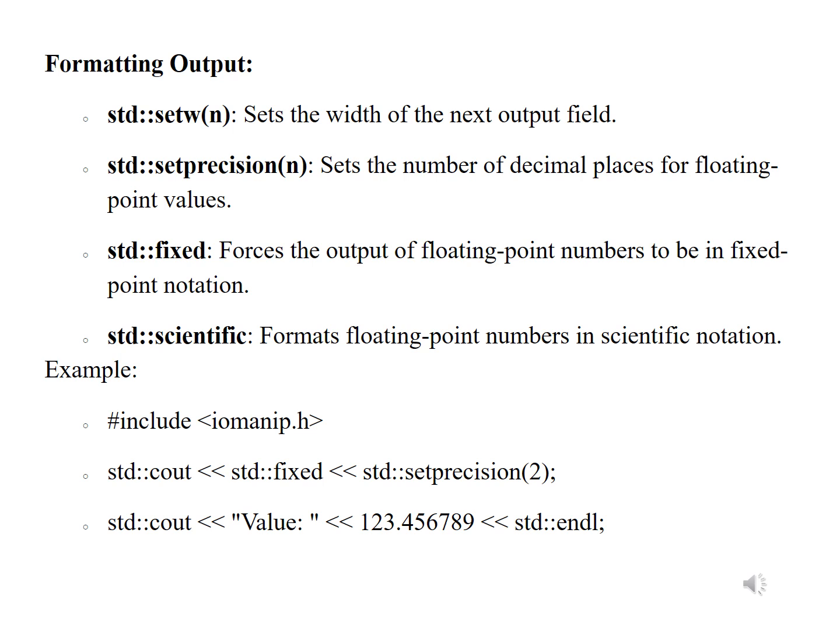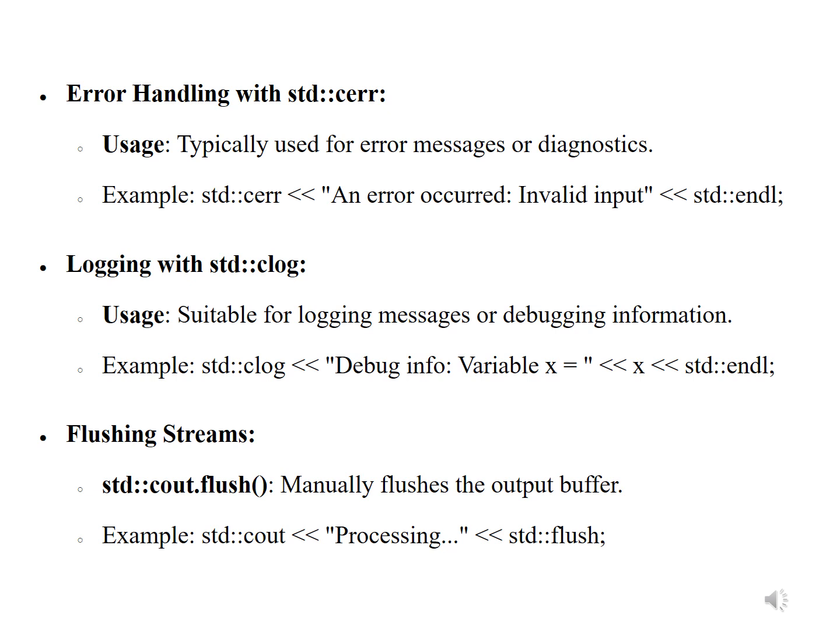Example of this program: #include <iomanip>, that is iomanip. So if you use this io manipulation header, you can use the formatting outputs. For example, std::cout << std::fixed << std::setprecision(2); like that, std::cout << the value 123.45678 << std::endl. The digits after the decimal point can also be set.